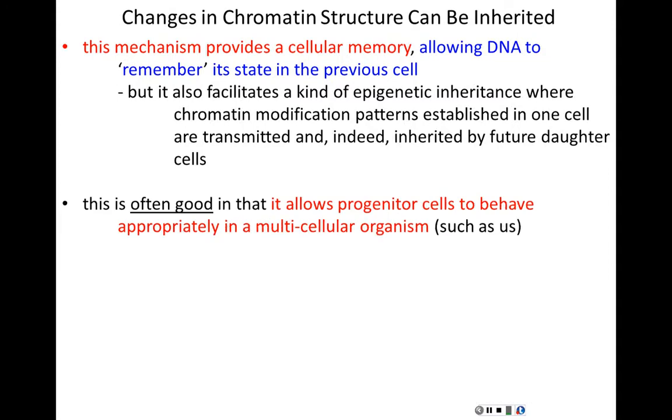This is often good. It allows progenitor cells to give rise to new cells that behave appropriately in a multicellular organism. If I have one lung cell that divides into two, I don't want each new lung cell to have to relearn what genes it needs to express and what genes it shouldn't. I want the two new lung cells to remember cellularly what the patterns were that made the maternal cell a lung cell in the first place. That saves a great deal of energy and a great deal of time.